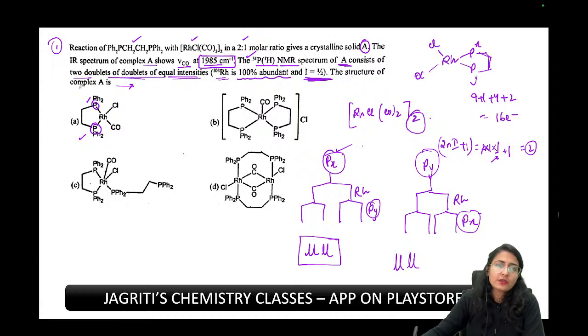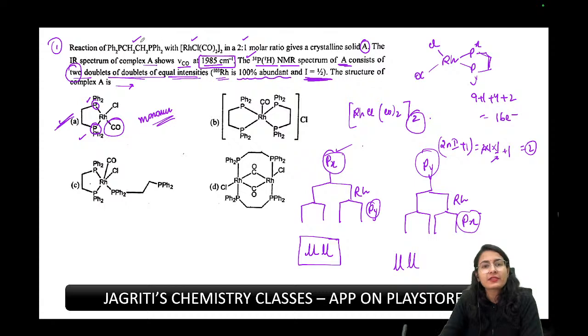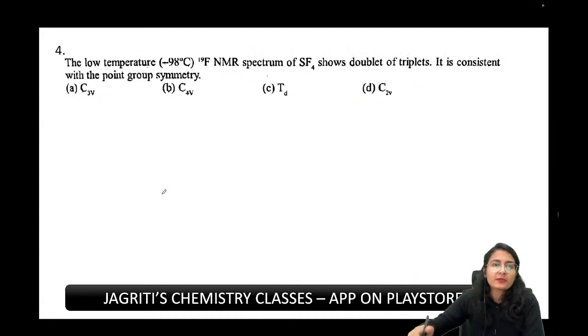So all right guys, you are getting two doublets of doublet of equal intensity. So the structure is going to be option number A only. Okay, and finally it has only one carbonyl and it's a monomer, it's not a dimer. That is confirmed by the reaction with the phosphines and splitting. Okay, let's move on to the next question.